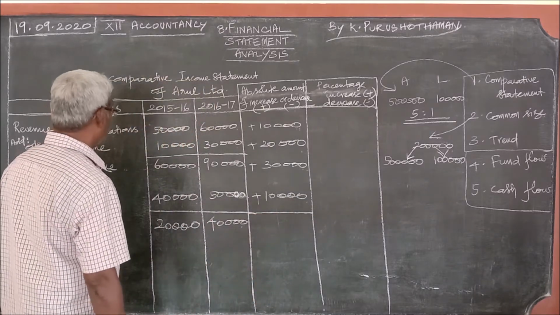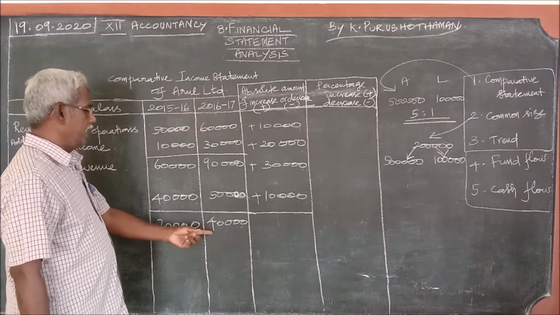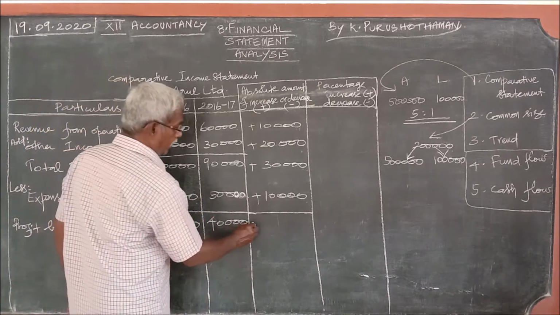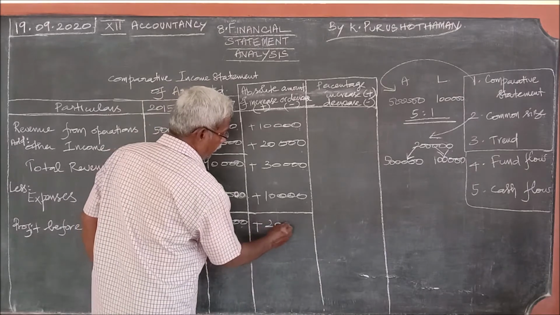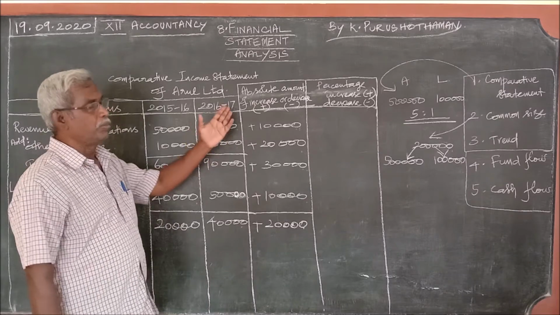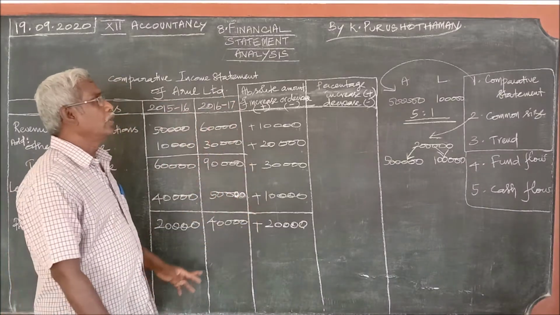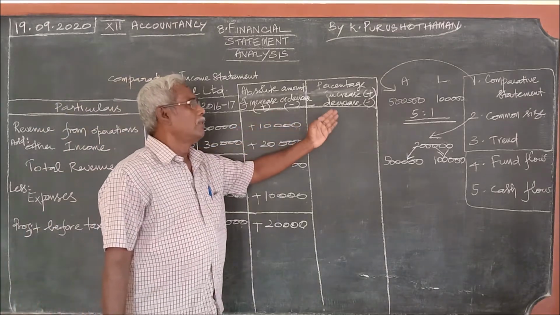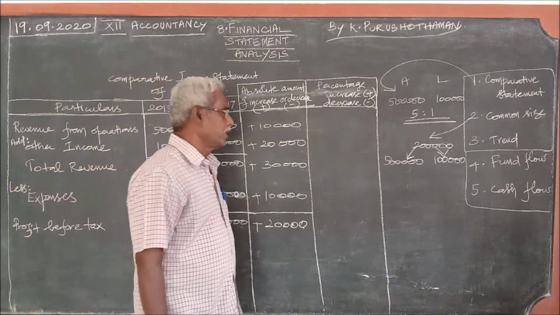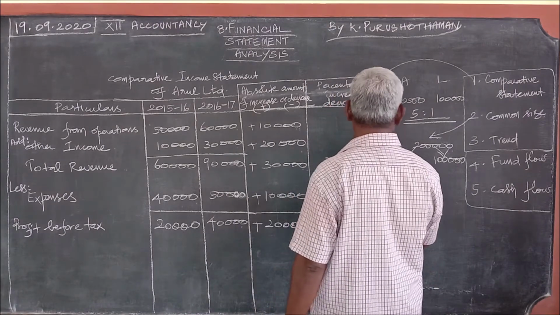Likewise, in profit also. In the previous year, the profit was only 20,000. This year, 40,000 is the profit. Therefore, how much is increased? 20,000. Therefore, plus 20,000. So, if there is any increase, you should put plus. If there is any decrease, you should put minus. Now, you should show it in terms of percentage. How will you calculate this percentage? This is very important.